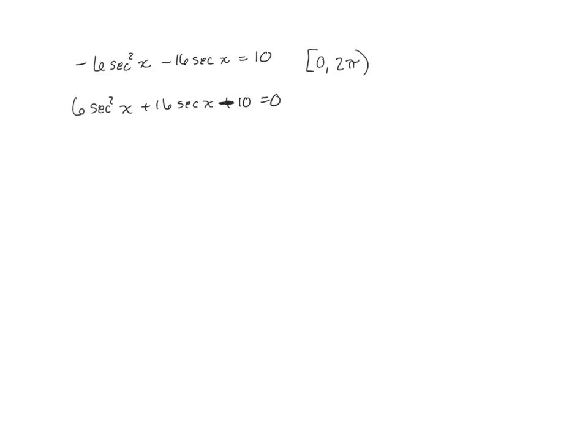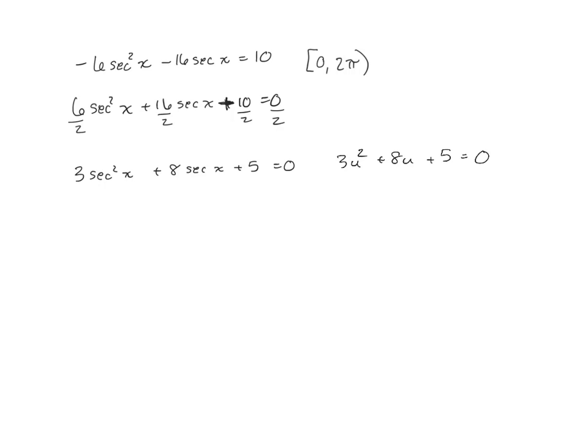This is a quadratic. To make it a little easier, I see that everything is divisible by 2. So I'm going to divide by 2, and I'm going to get 3 secant squared x plus 8 secant x plus 5 is equal to 0. You notice this is of the form 3u squared plus 8u plus 5 is equal to 0.